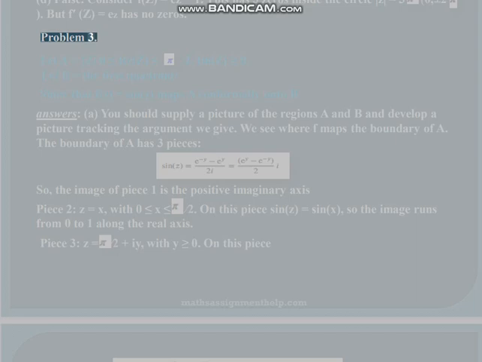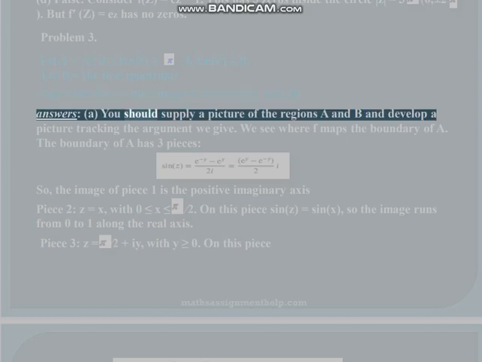Problem 3. Let A = {z: 0 ≤ Re(z) ≤ π/2, Im(z) ≥ 0}. Let B = the first quadrant. Show that f(z) = sin(z) maps A conformally onto B.